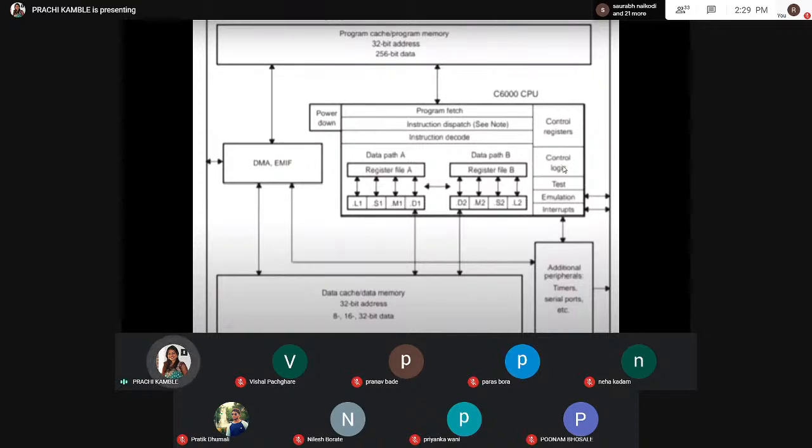Then here you can see there are control registers, control logic, and test, emulation, and interrupts. As we know, the DSP processor handles various interrupts. For interrupts and emulation, these are the communication ports, and it also has control registers and control logic. So control units, control logic, and interrupts are handled at this stage with the CPU.